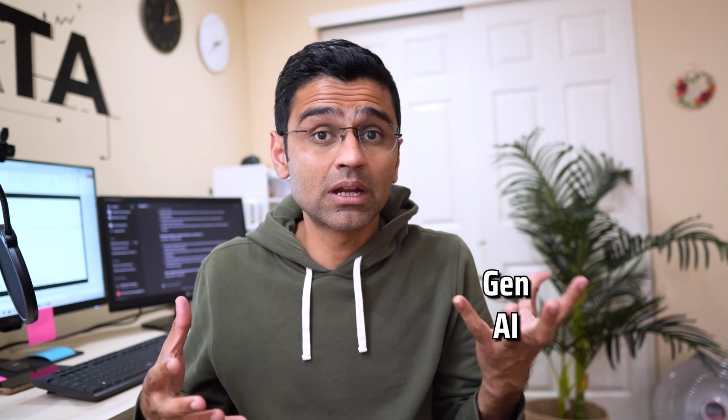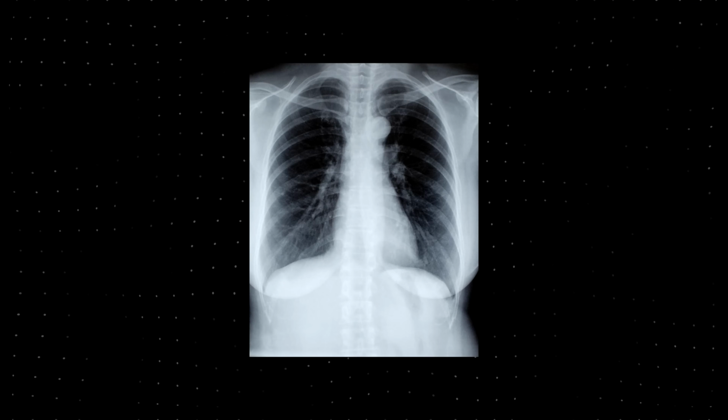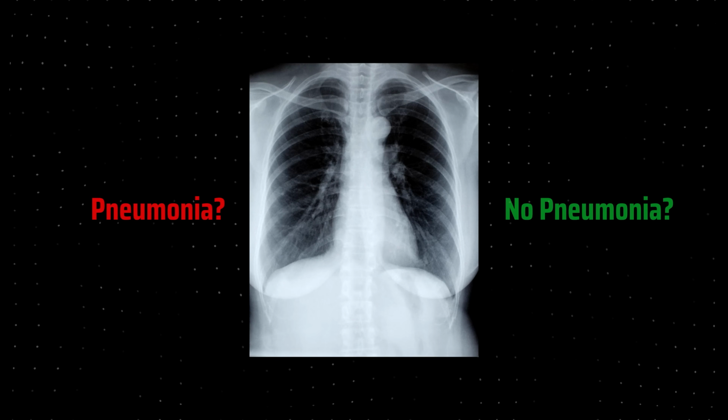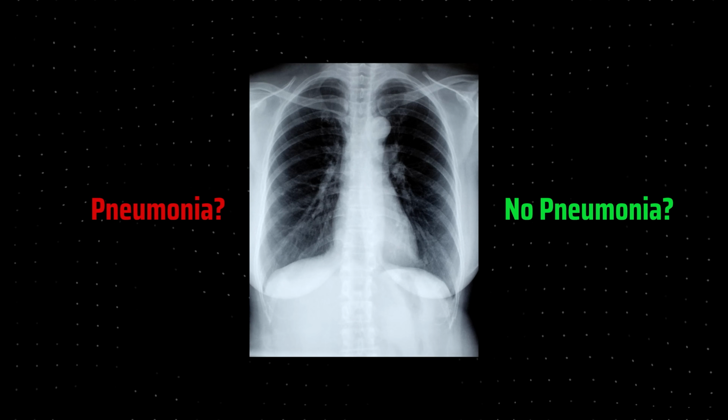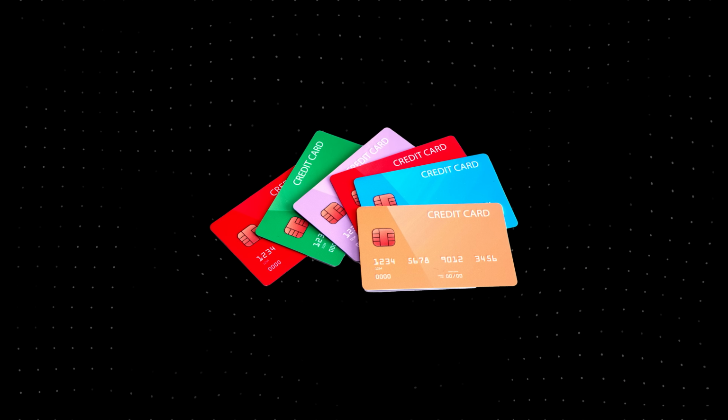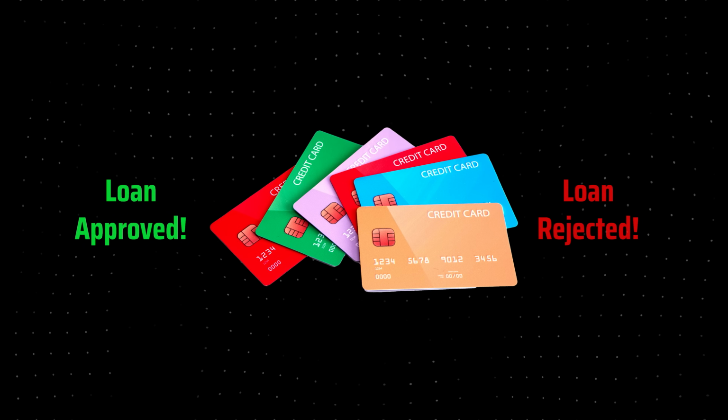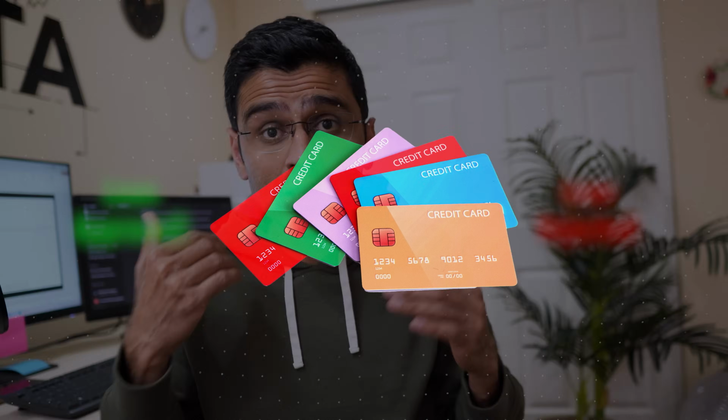Let's start with the definition of Gen AI. AI can be categorized into two sections: generative AI and non-generative AI. When you talk about non-generative AI, you are dealing with problems such as you have a chest x-ray and you want to find out if this person has pneumonia or not. Or maybe you have some data on a person's credit history and you want to figure out if the person should be given a loan or not. In these problems, you are not creating new content. You have data, and based on that data, you are making certain decisions.